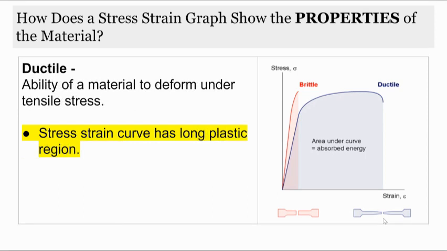So again, ductile is the ability of a material to deform under tensile stress. So a ductile material has a long and extensive plastic region. And hence, I would not only draw an example of this long and extensive plastic region, but I'd even draw in a picture of what the failure looks like between these two different properties.